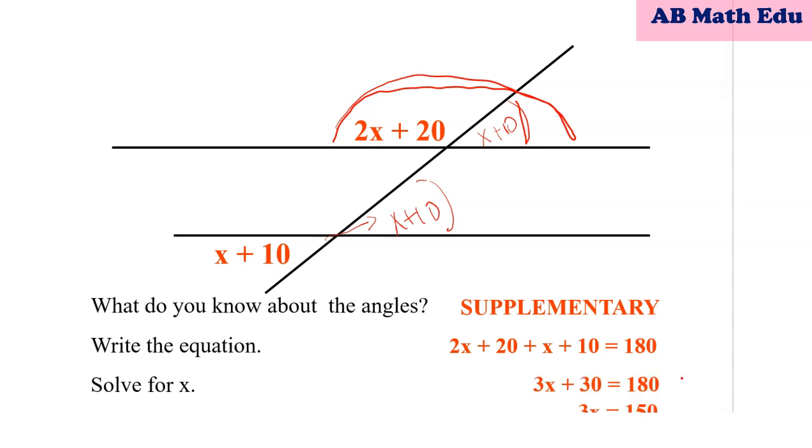Here you subtract 30 from both sides, and then that's going to give you, I'll write it up here, 3x equals 150. And then you divide both sides by 3. That's going to give you 50. So x is equal to 50. You plug it in, and then you can find the various angles.